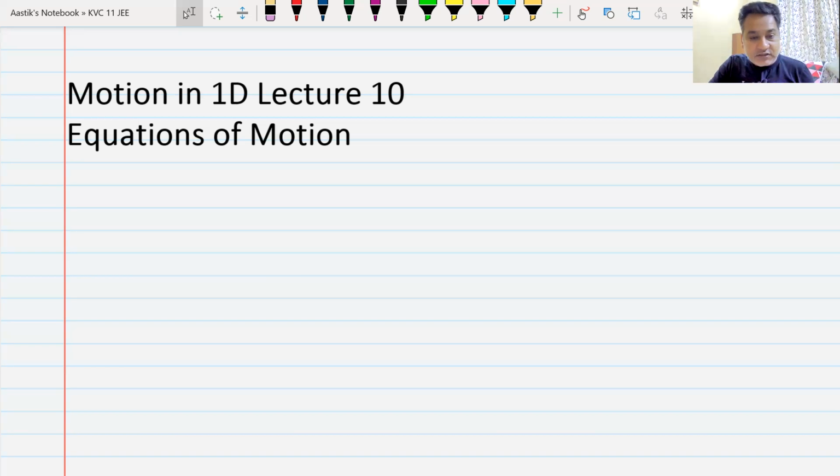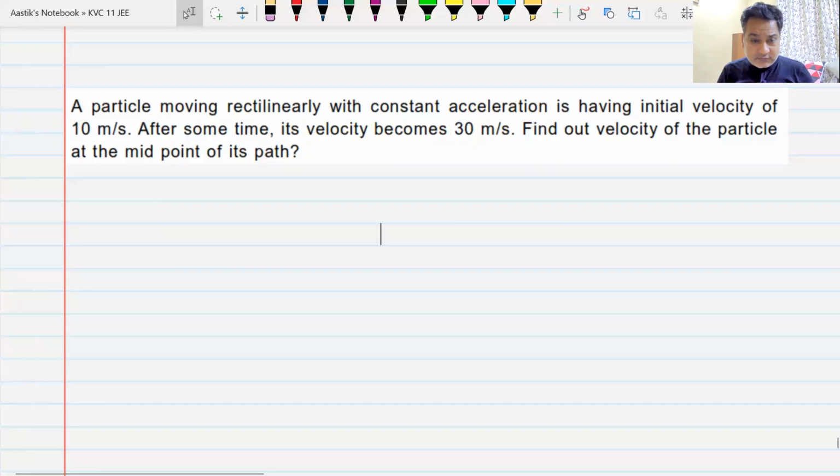And the question comes straight away like this. A particle moving rectilinearly with constant acceleration is having initial velocity of 10 meter per second. After some time, its velocity becomes 30 meter per second. So obviously it has accelerated. Velocity and acceleration are in the same direction. Find out the velocity of the particle at the midpoint of its path. This is how we begin our class today.